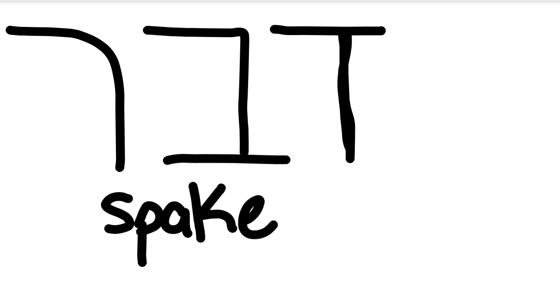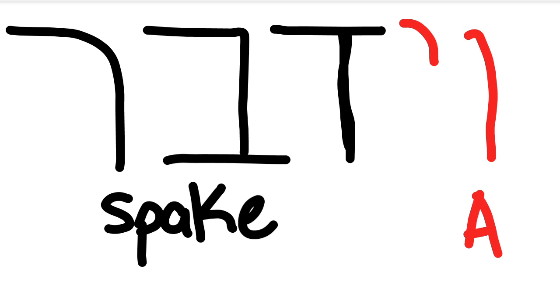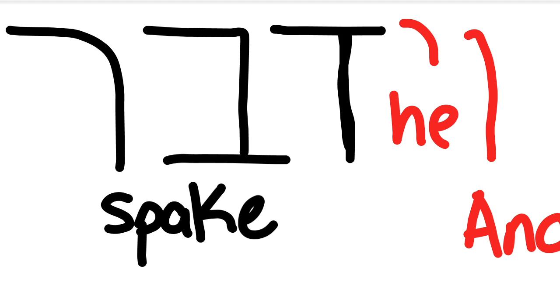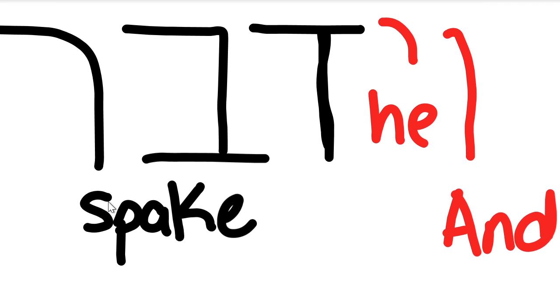Okay, so let's see here. We're going to add our first prefix, which is, let's first erase that little dot. We're going to add our first prefix, which is wa, which means and, and ya, which means he. Okay, so these are little exercises you can actually do on your own, just for your own study, your own practice.